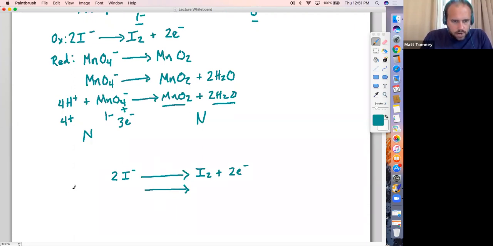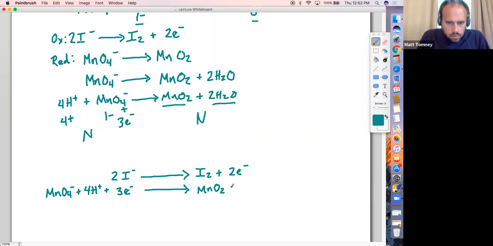All right, and then over here on this side, I'm going to back up some because I have a lot that I need to write here. We're going to have the permanganate ion plus 4 H plus 3 electrons, right? The electrons should always be on opposite sides because they're going to cancel out. So then this would yield the MnO2 plus 2 H2O.